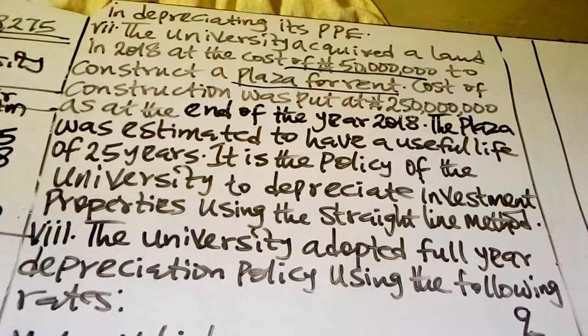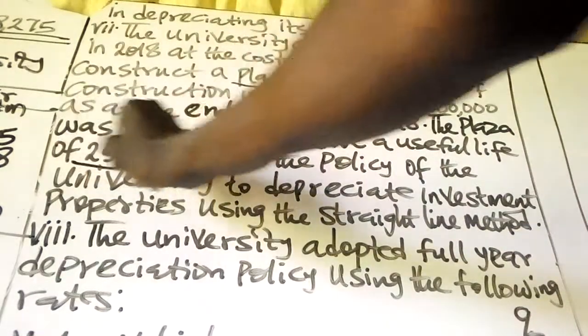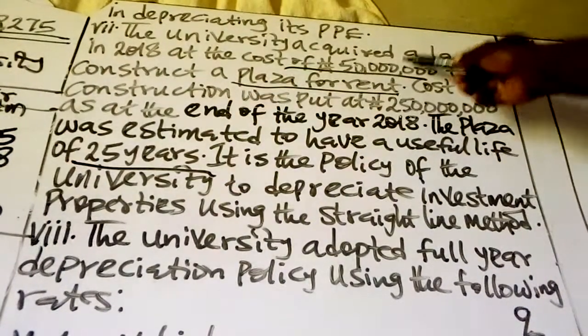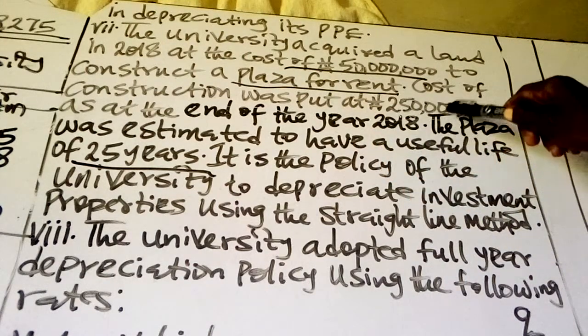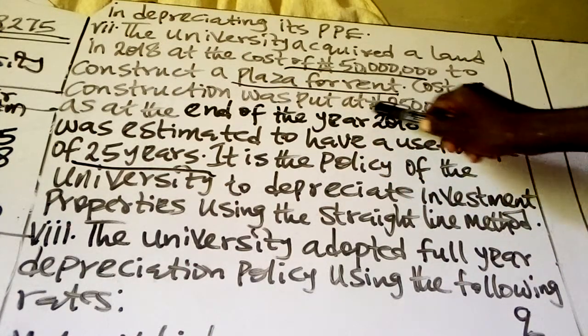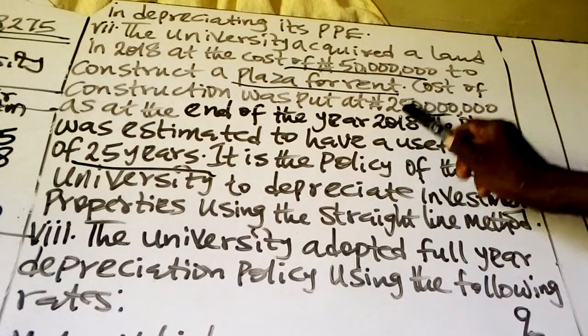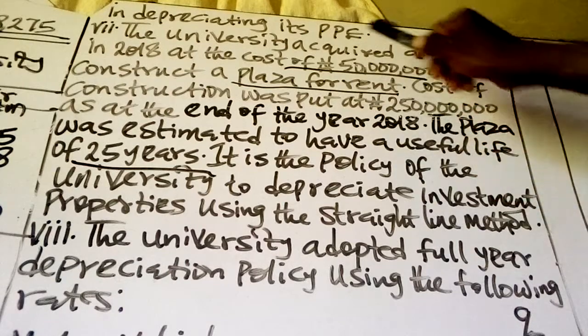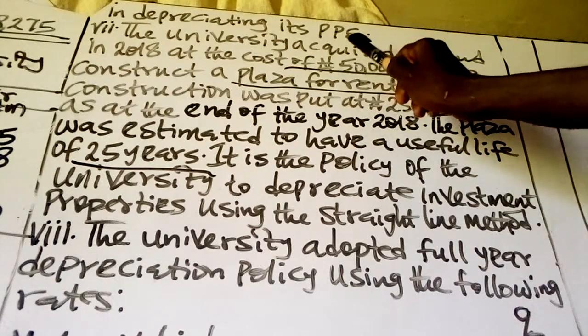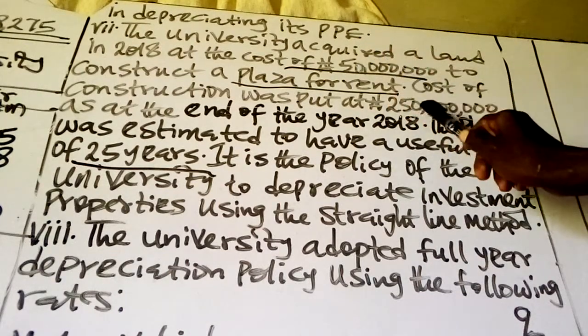The policy, you know, it has 25 years. We don't depreciate land because land does not have a predetermined useful life. You are only going to charge depreciation on the cost of the plaza, which is 250 million. That is the only one that will be depreciated, not the whole 300 million. You don't depreciate land. The investment property will be 50 million plus 250.